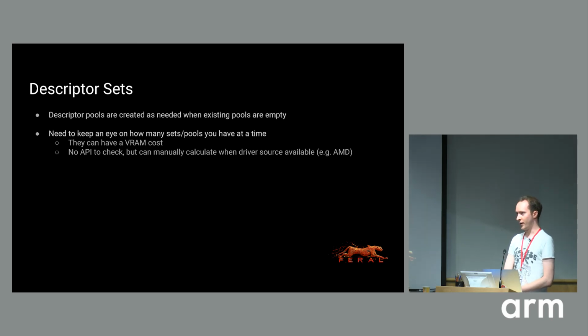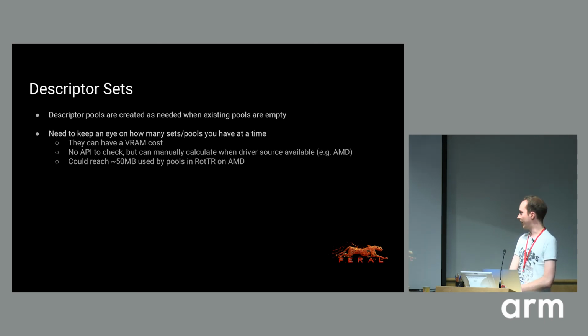The Vulkan API doesn't provide you any way to check the memory usage of objects like descriptor pools. But if you've got driver source available, for example on AMD, you can actually go into the driver and see what it's allocating for a descriptor pool, compare that with the number of descriptor pools you have and their sizes, and then work out roughly how much memory you're using for these.